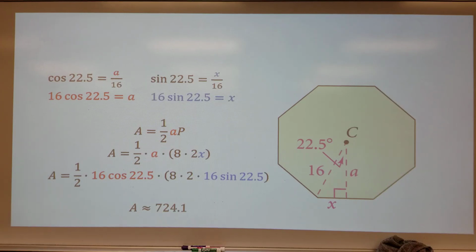All right, so we've done all three situations. We found the area given a side length, given the apothem, and given the radius, all using trigonometry.